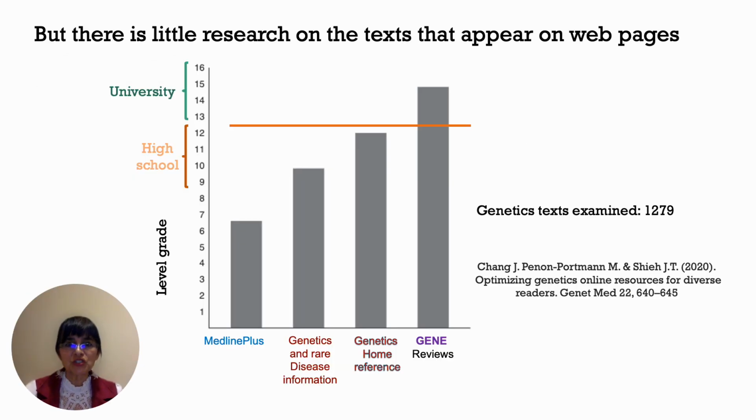But there is little research on the texts that appear on web pages. For example, in this research, 1279 texts were reviewed and only a small fraction was focused on people with a university level of education. This fact warns us because we don't know if the information on the internet is suitable for our students.